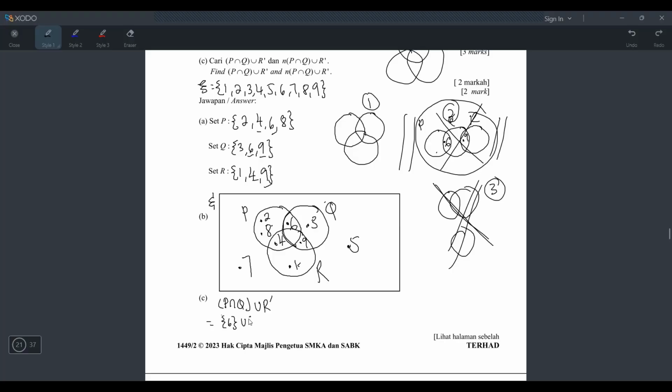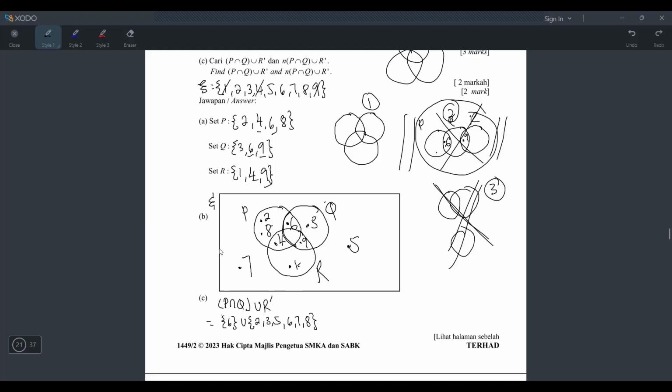And then union with R complement. What does R complement mean? It means everything except R. What do I mean by everything? It means everything in the universal set, except R. R is 1, 4, 9, so everything except 1, 4, 9 will be 2, 3, 5, 6, 7, 8. Let me explain a bit: 1, 2, 3, 4, 5, 6, 7, 8, 9, except 1, 4, 9. So 2, 3, 5, 6, 7, 8, like that.